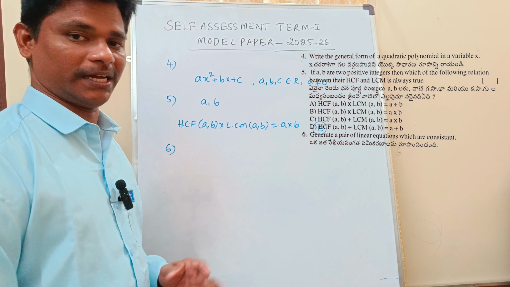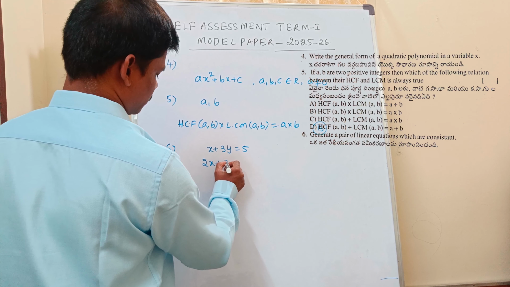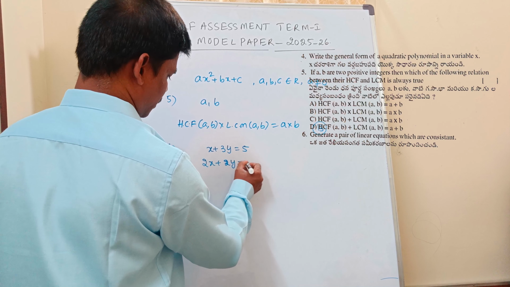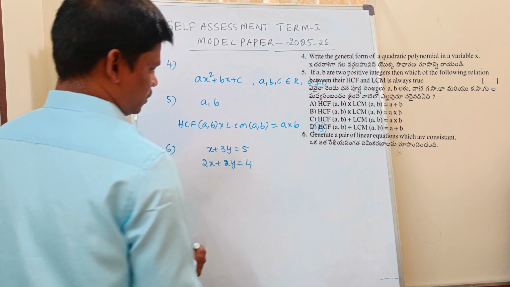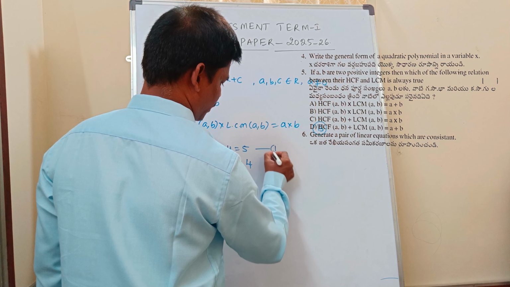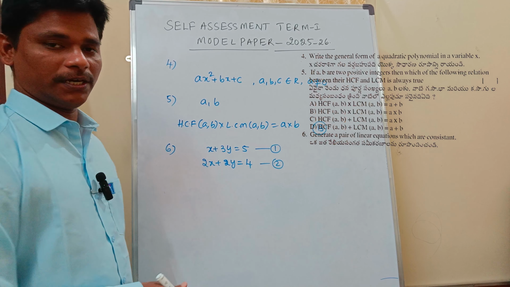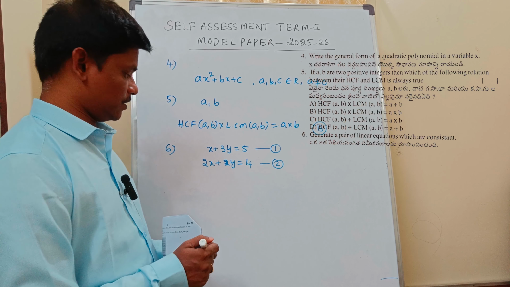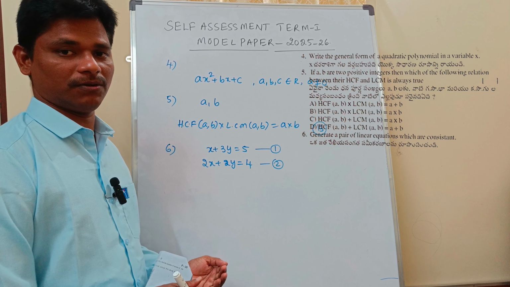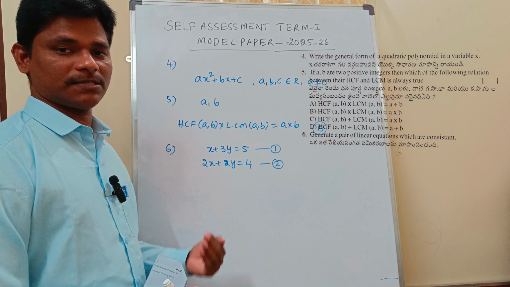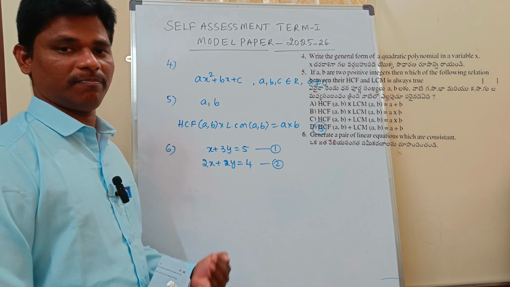And 2x plus 2y is equal to 4. These are the two linear equations, a pair of linear equations. So compare with the general form of a pair of linear equations: a1x plus b1y plus c1 is equal to 0, a2x plus b2y plus c2 is equal to 0. So compare the first equation.